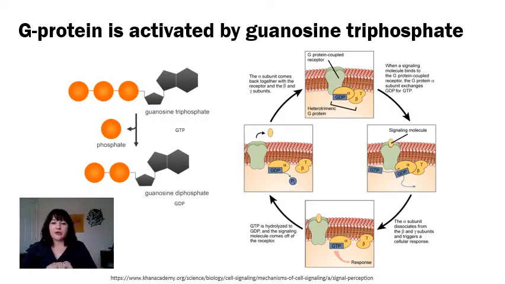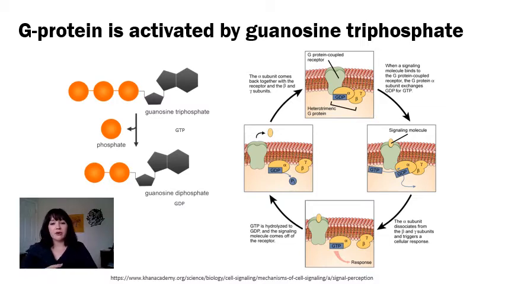Let's look at this in a little more detail. Here we have a cartoon demonstrating the structure of GTP. Guanosine is in black and the triphosphate, each of those phosphates is an orange circle. And so the activating form is GTP. When it loses one phosphate, it becomes GDP, and that is the inactive form.